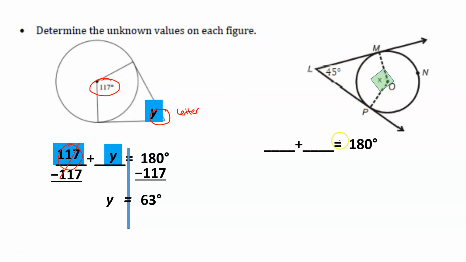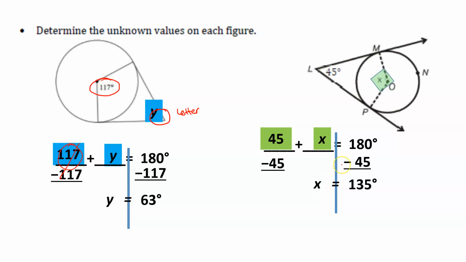Let's go ahead and set up yet another equation. Set it up. Solve it out. And hopefully you solve this out. That would be 45 plus x. The opposite of adding is subtracting. All right. And if you subtract 45 from both sides, what would you get? 135. All right. Let's keep it on going.